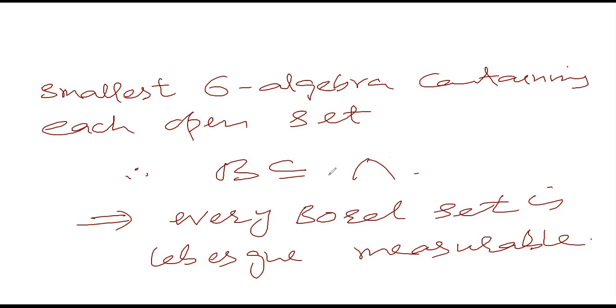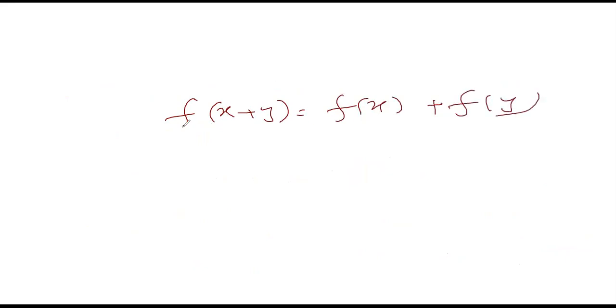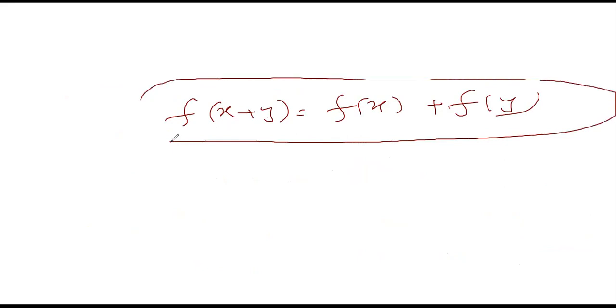So in the next theorem, we will try to prove Ostrowski's theorem, which describes the measurable solutions of the function f(x plus y) equals f(x) plus f(y). If f is a measurable function satisfying this property, then we show that f(x) is of this type, f(x) equals a constant times x.